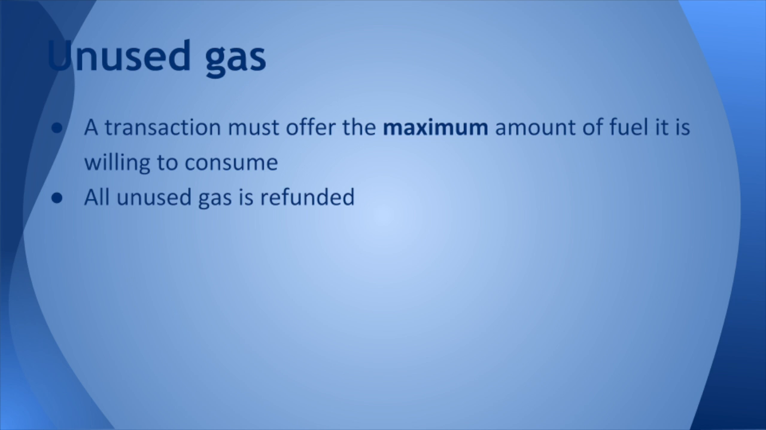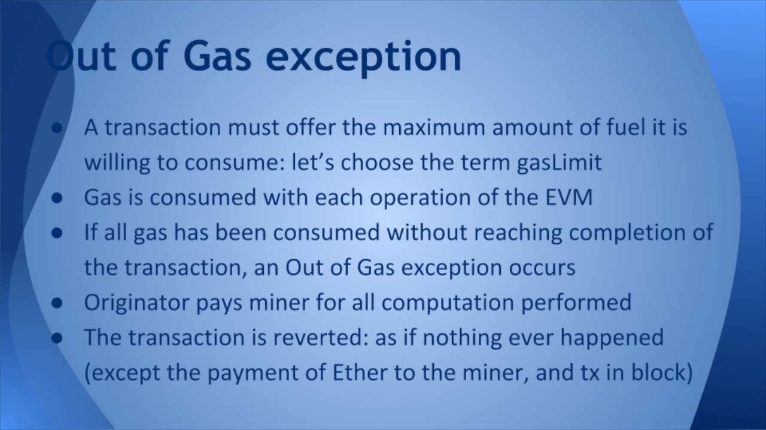Unused gas is refunded. So that's all there is for that so far. Now, we're going to have an example after this slide to clarify things again. A transaction must offer the maximum amount of fuel it's willing to consume. So as the EVM is operating, this gas limit will start decreasing. Gas is consumed with each operation of the EVM.